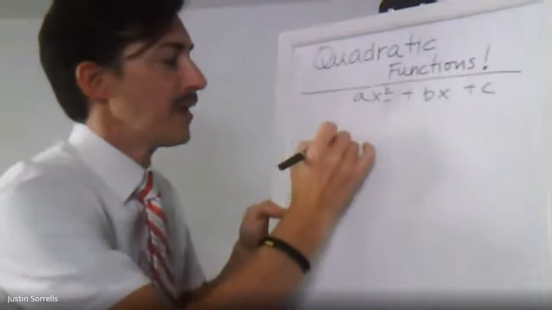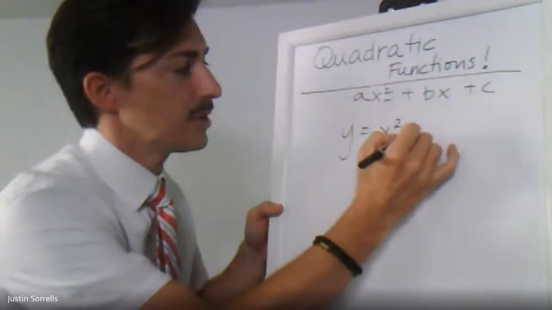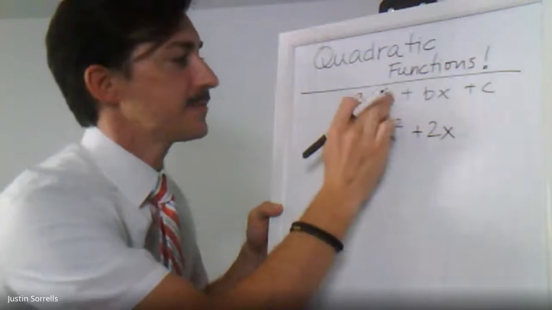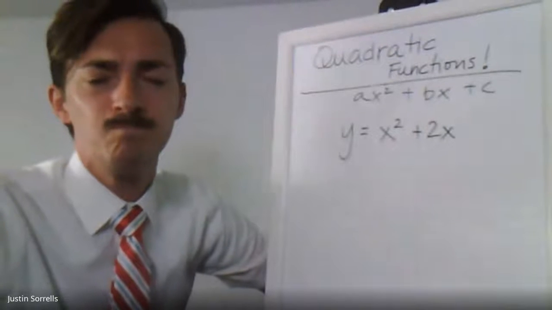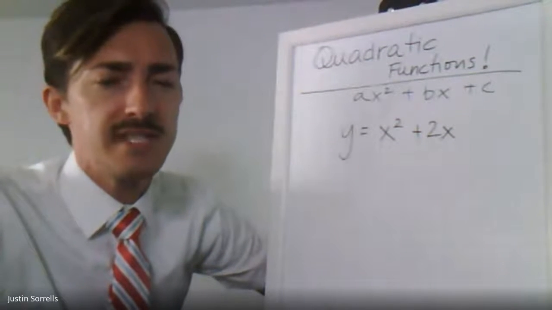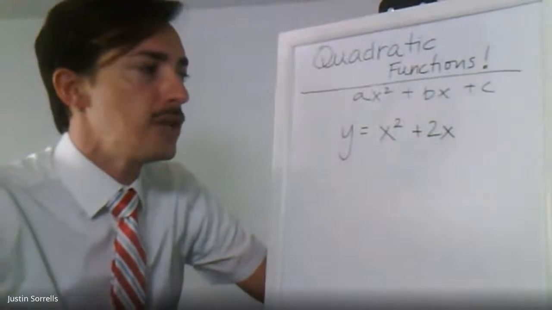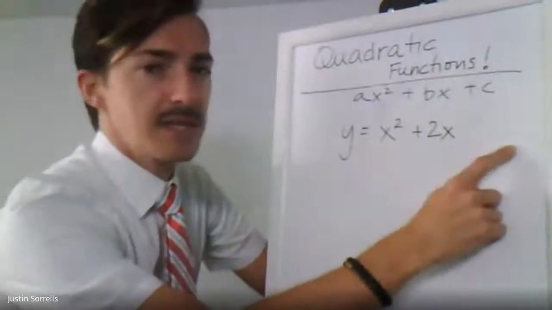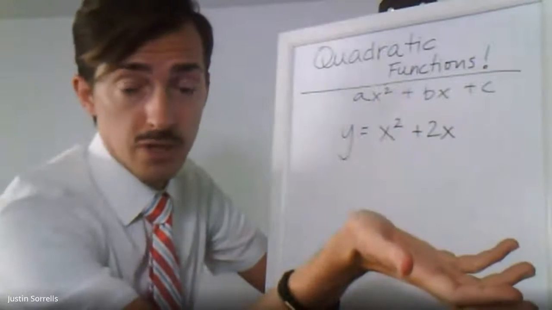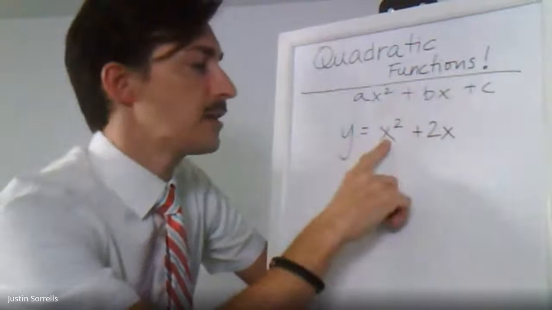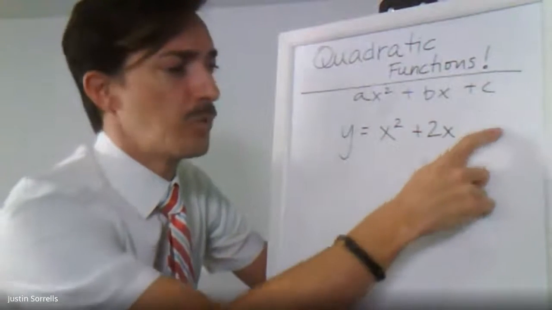Let's do that one. We have y equals x squared plus 2x. This one looks a little different than what we had before. Notice it's still in standard form. We have an x squared term, which you have to have for a quadratic equation. So x squared, we still have a linear term. We have x, but we don't have a c value.